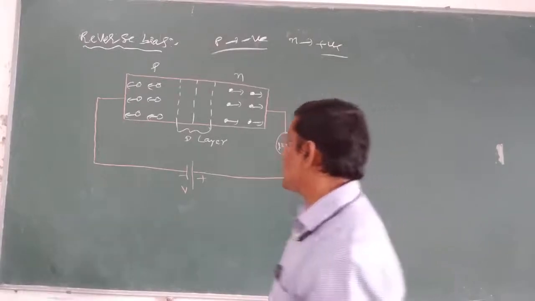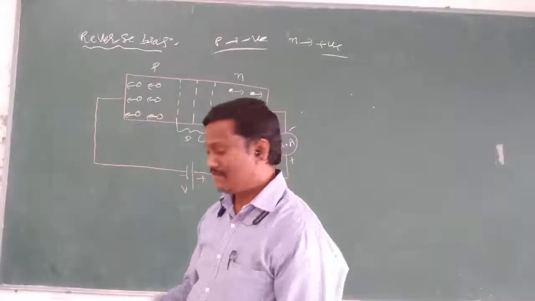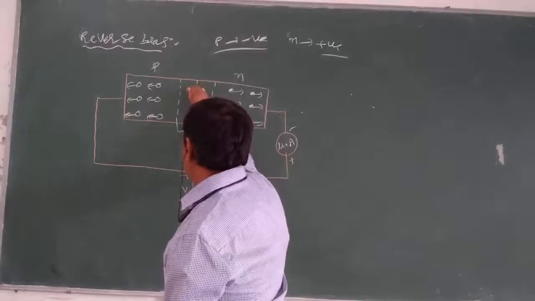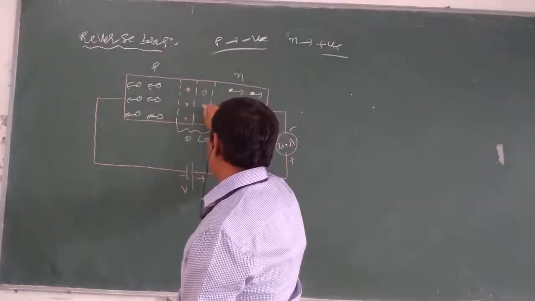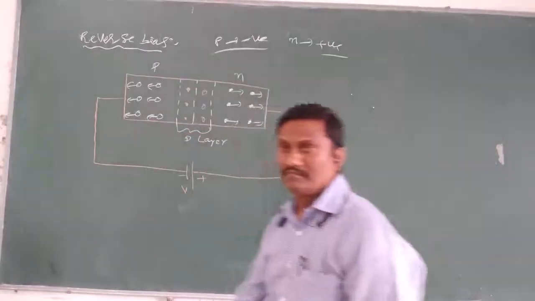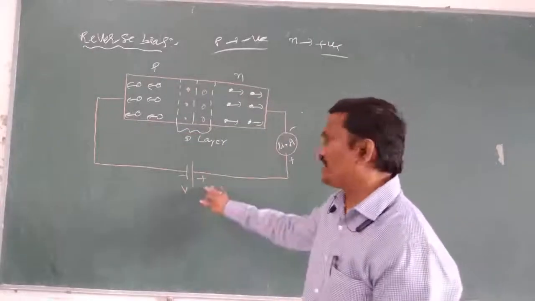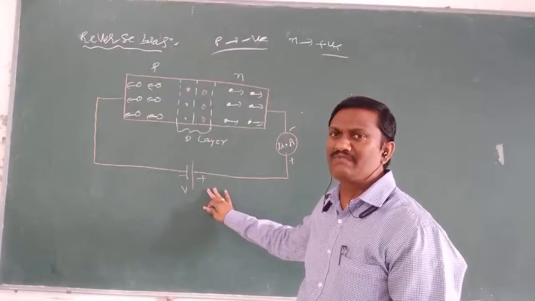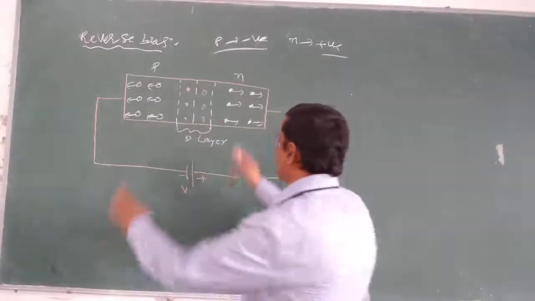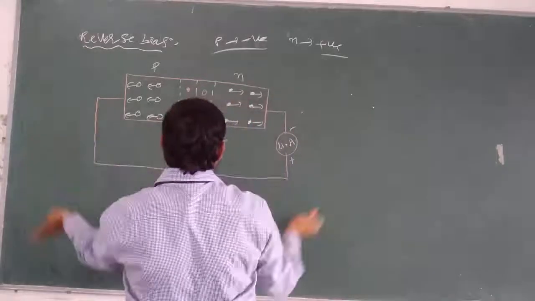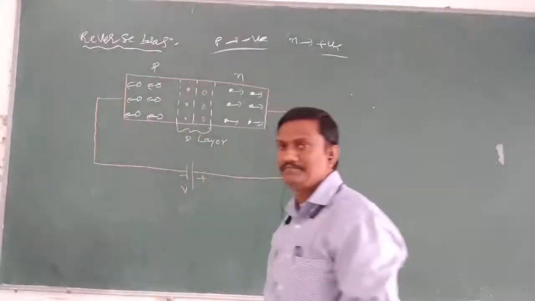But inside the depletion layer, minority carriers are there. In the P region, electrons are there. In the N region, holes are there. Up to a certain maximum reverse potential, current conduction is almost zero, because all majority carriers are moving away from the junction. No carriers are crossing the junction.